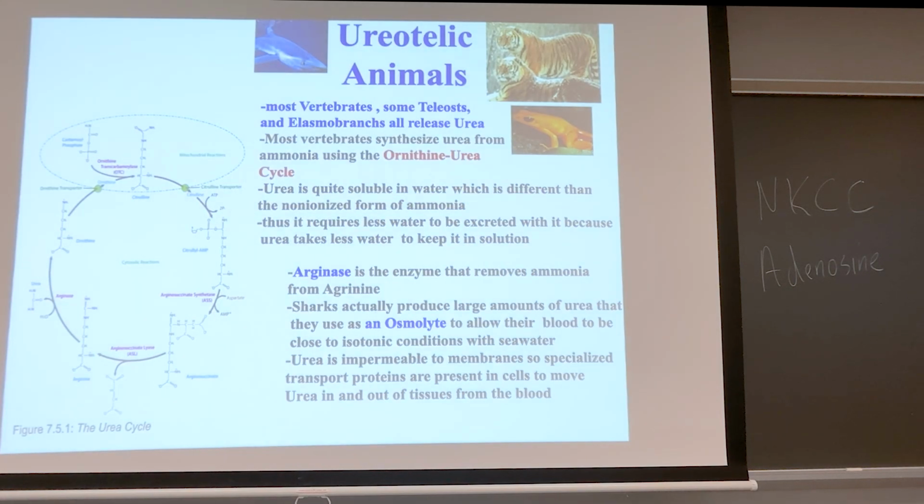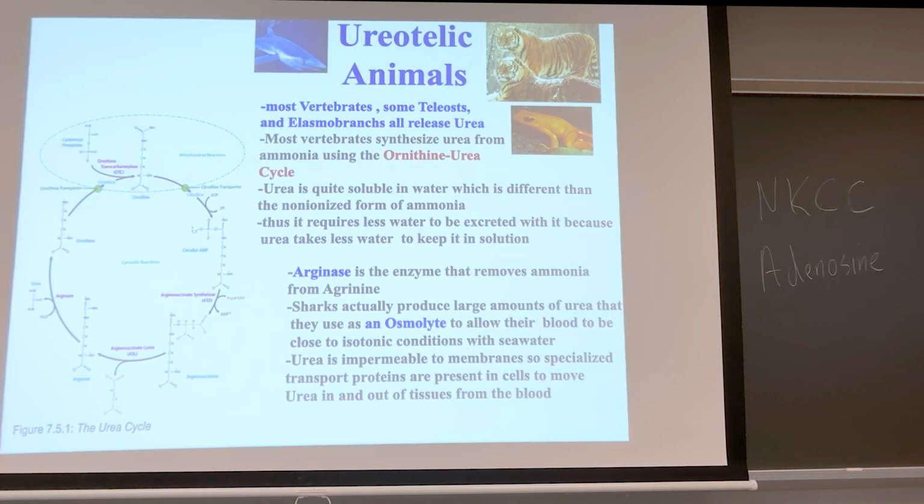Okay, so urea. Most vertebrates produce urea, and that includes some teleosts, some bony fish, all sharks and rays. They use urea, and then they release their waste products as urea. So urea looks like this. It's a carbon with a double bond to oxygen and 2 amino groups. So there's where I can carry two ammonia molecules, right?